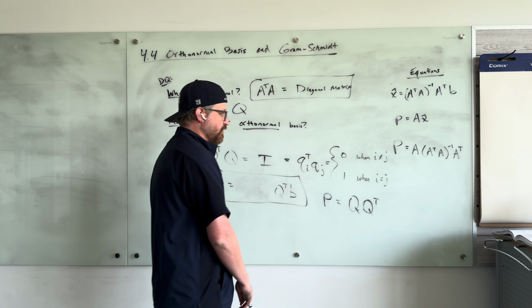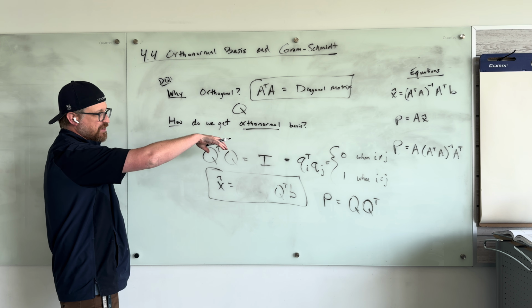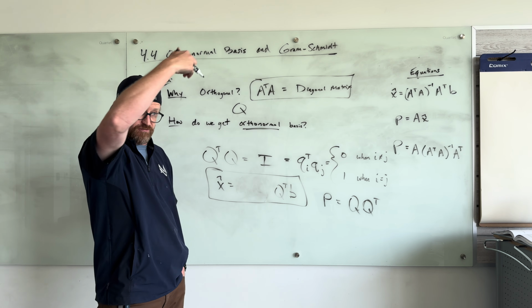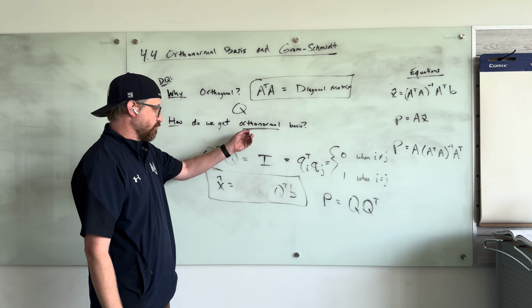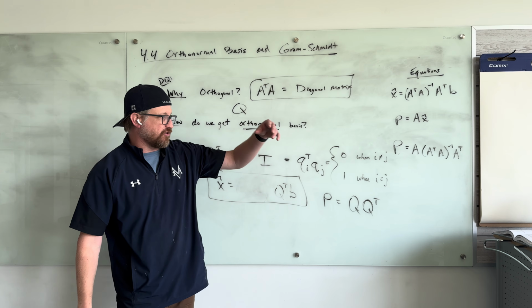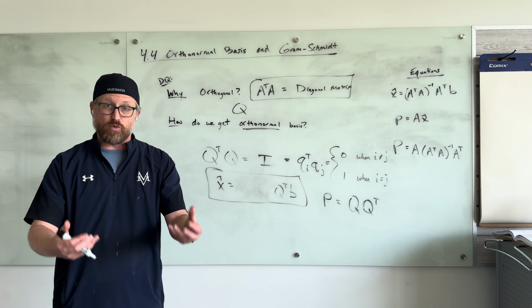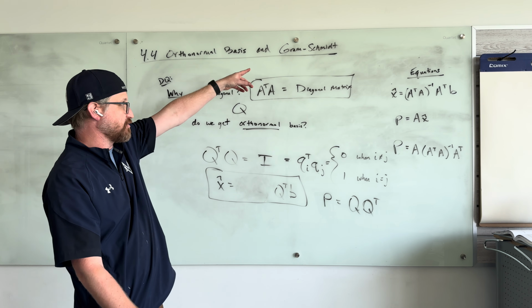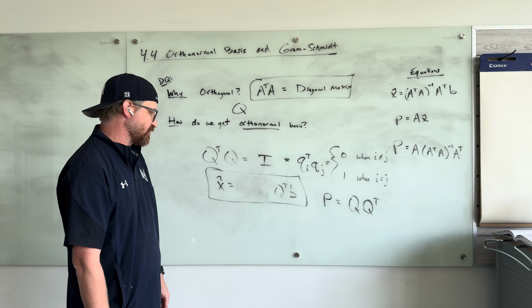So when I'm taking an orthonormal basis for my original columns, if I can transform them and find an orthonormal basis for them, all of our calculations and all of our equations get simpler. That's the why. The how we get to that is what we're going to get into with the Gram-Schmidt process and how we can construct that.